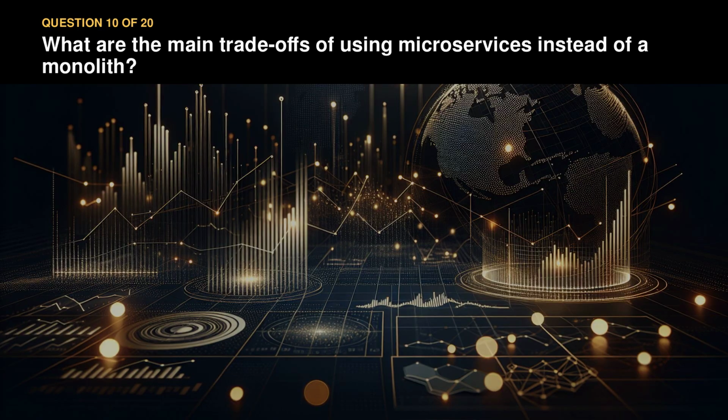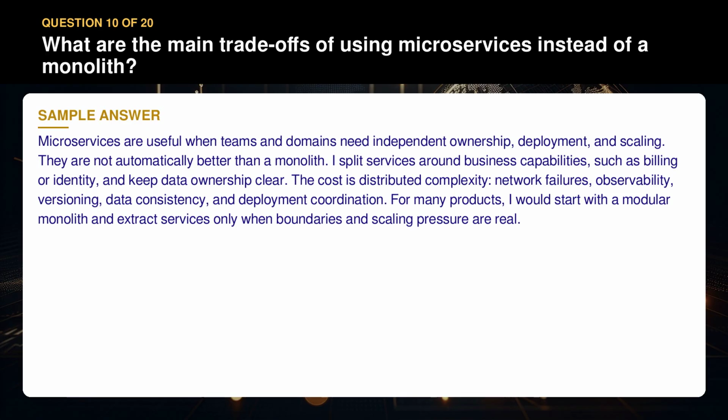Question 10. What are the main trade-offs of using microservices instead of a monolith? Microservices are useful when teams and domains need independent ownership, deployment, and scaling. They are not automatically better than a monolith. I split services around business capabilities, such as billing or identity, and keep data ownership clear.